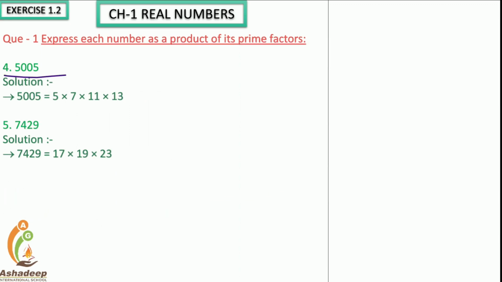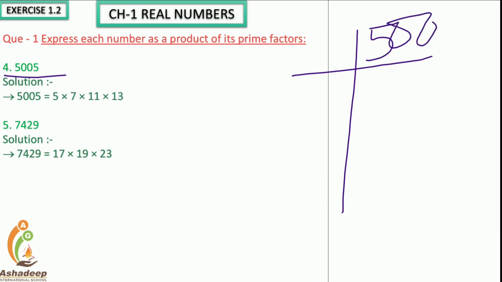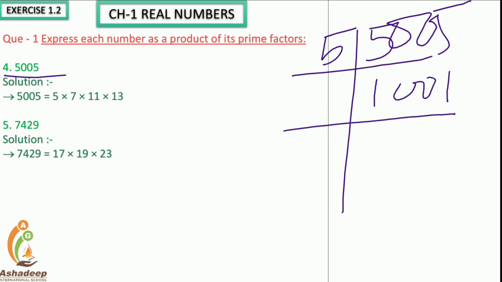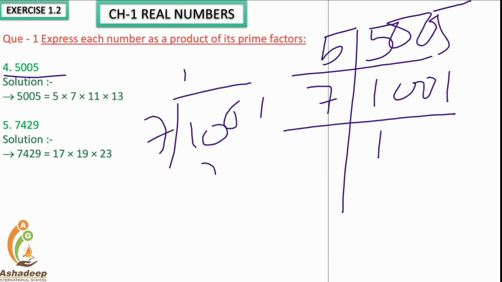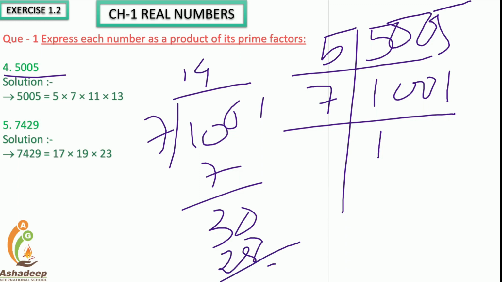Now 5005, in the same manner. 5s are 1001. It is divisible by 11, for sure. First of all divide 1001 by 7: 7 1s are 7, 3 0 4s are 28, 2 1 and 3, so we get 143.